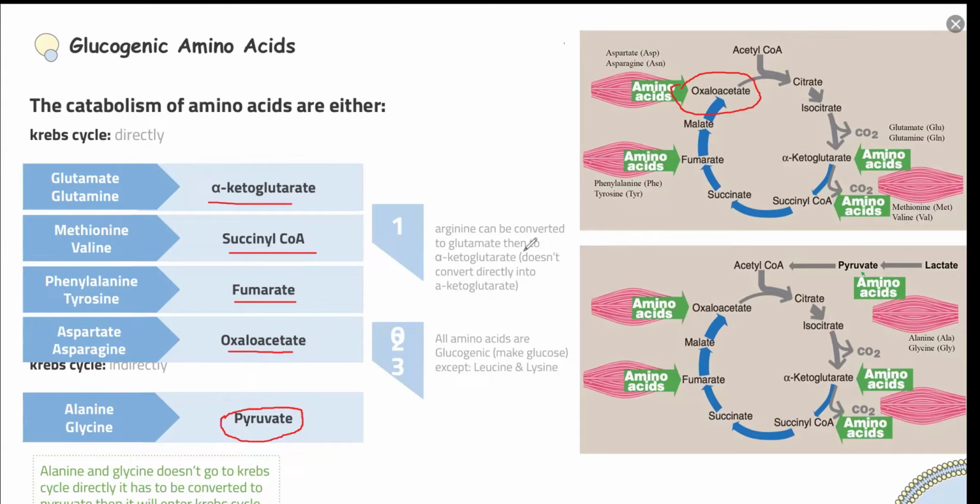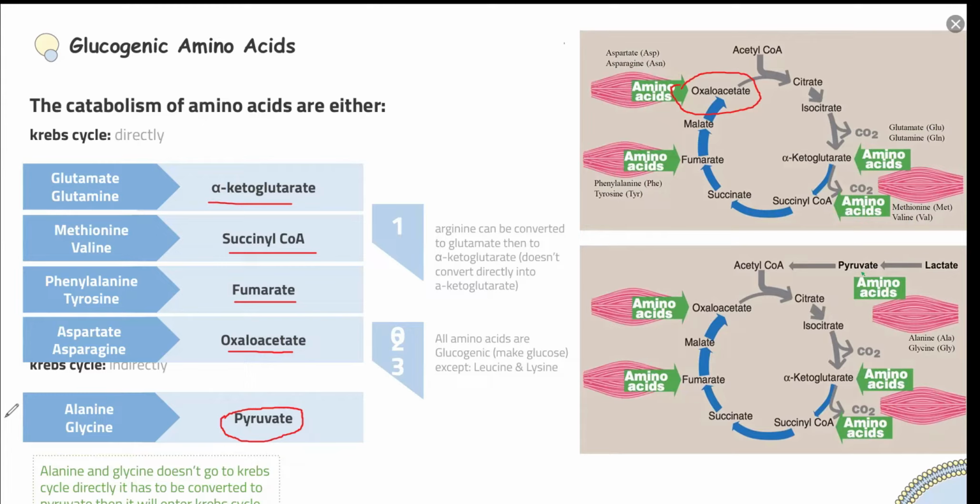Arginine can be converted to glutamate, and then the glutamate will be converted to alpha ketoglutarate, but it does not convert directly into alpha ketoglutarate. All amino acids are glucogenic, except leucine and lysine. They are not. Alanine does not undergo the Krebs cycle directly, so it has to be converted to pyruvate. Then it will enter the Krebs cycle to generate oxaloacetate, and finally gluconeogenesis will continue.